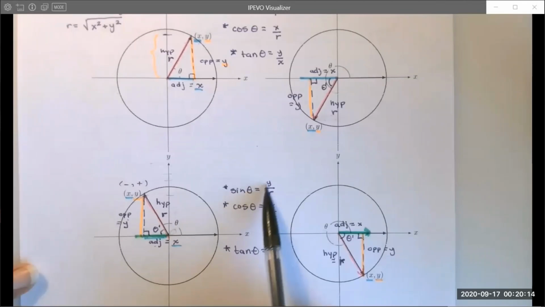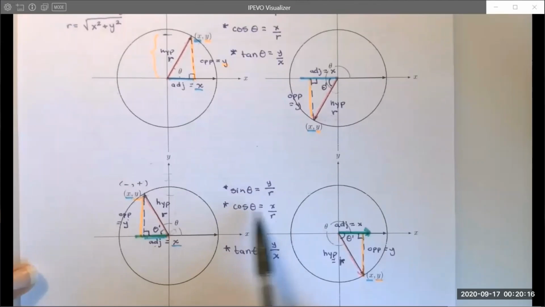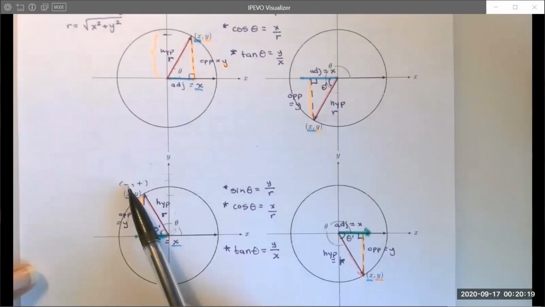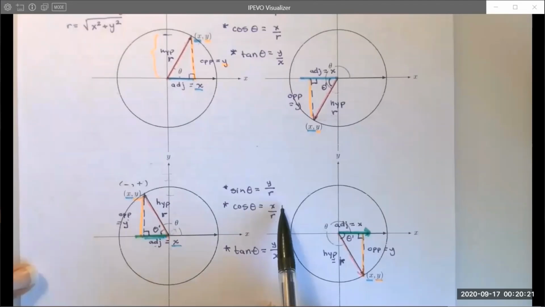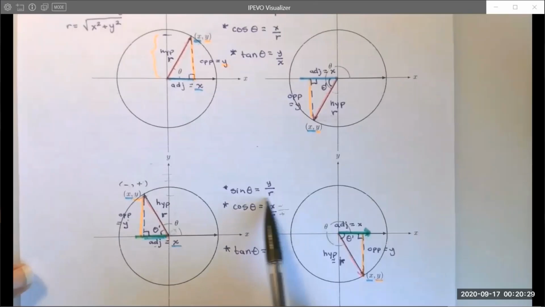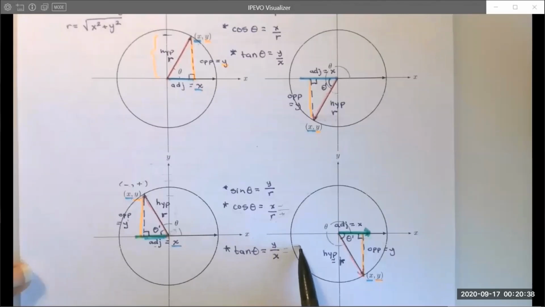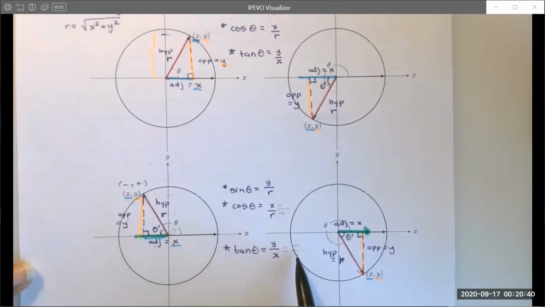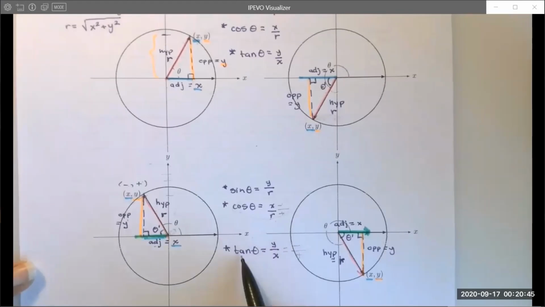But then cosine is x over r, x is negative, so this will be negative over r, which is positive. So we're going to end up with a negative over positive, which is negative. So here cosine will be negative. And then same for tangent. Tangent is y over x. Y is negative. X is positive. So we end up with negative over positive, which is going to be negative overall.